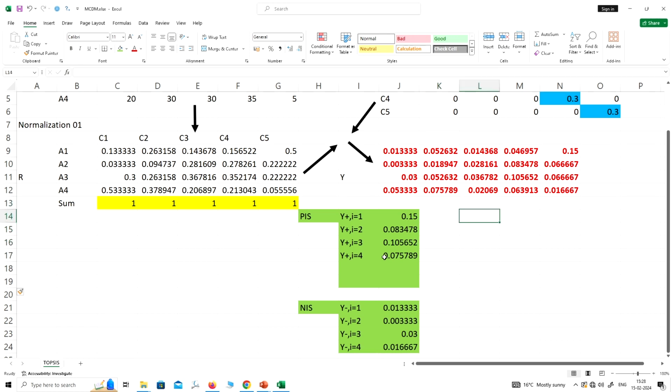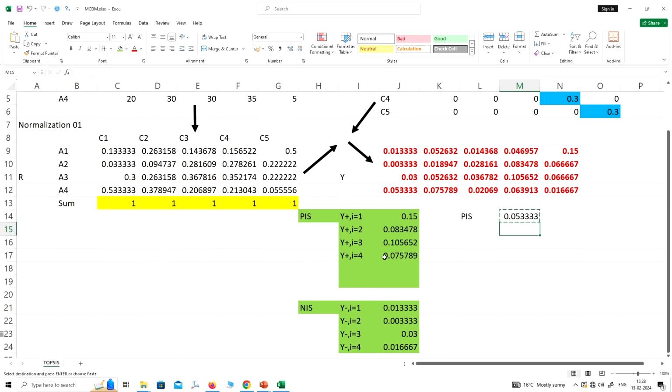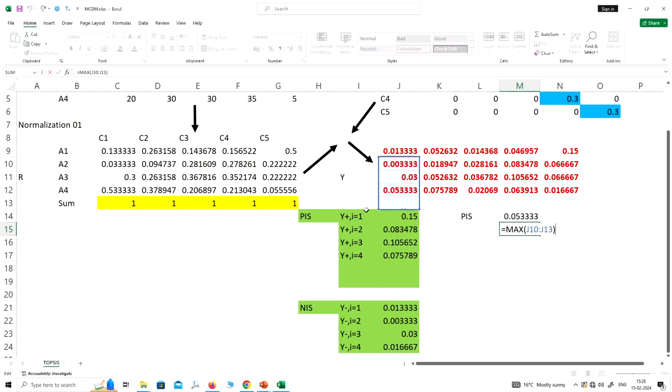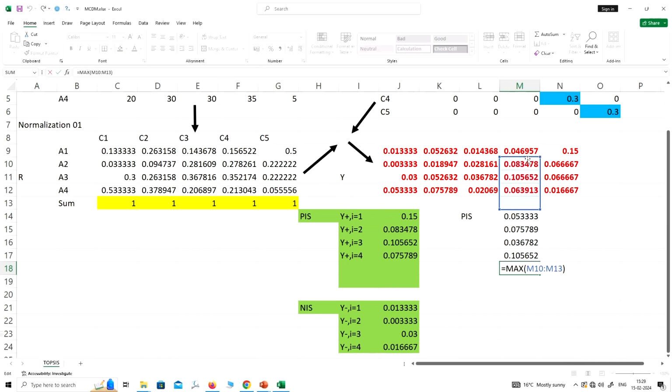So, I will do it here again for this case. It will be max of, if it was interchanged, the maximum here, then the maximum found for the second values, the maximum for the third value, the maximum for the fourth value, and finally, the maximum for the fifth value.